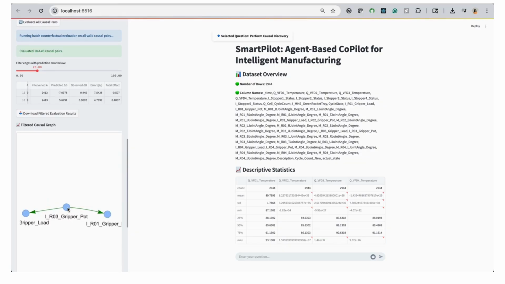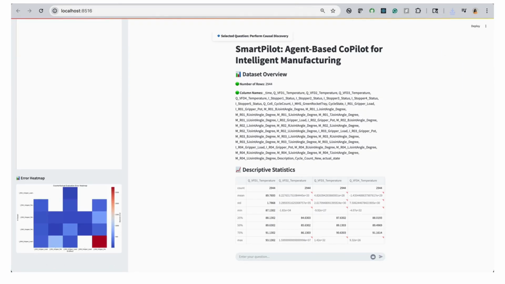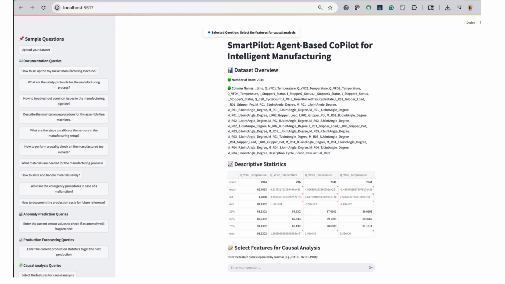From real-time forecasting to deep causal insights, SmartPilot gives you full control over your industrial processes, designed for intelligent manufacturing, built for real-world decisions. Experience the next generation of manufacturing intelligence.